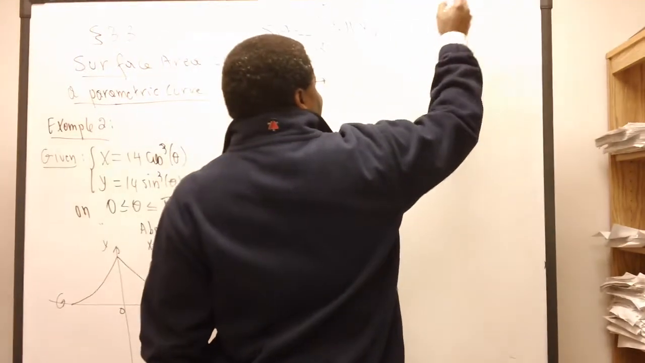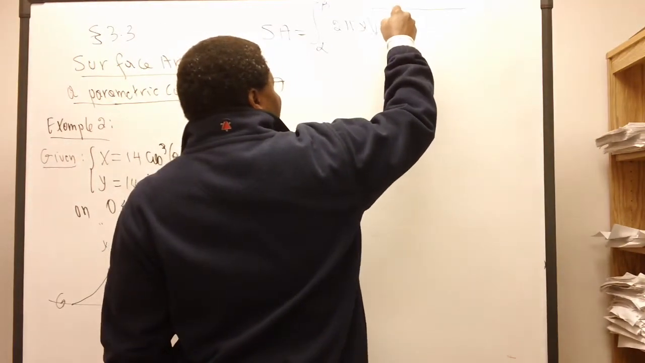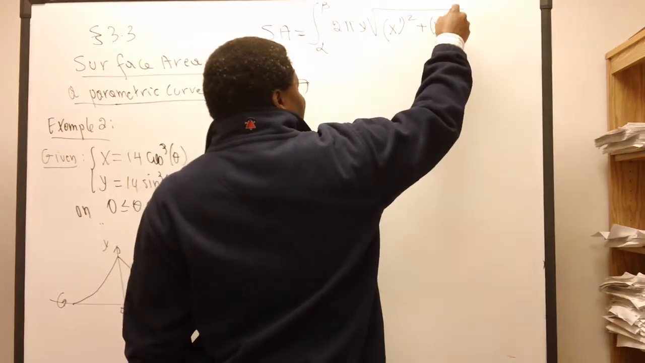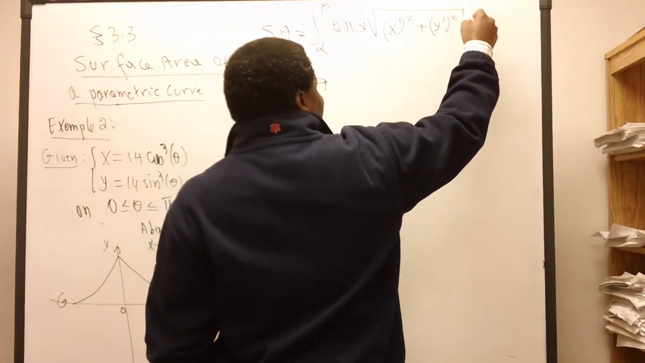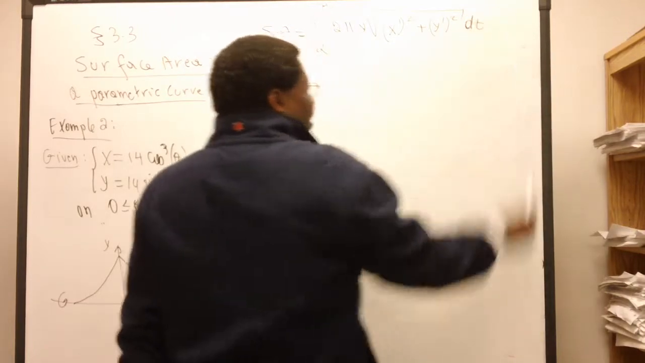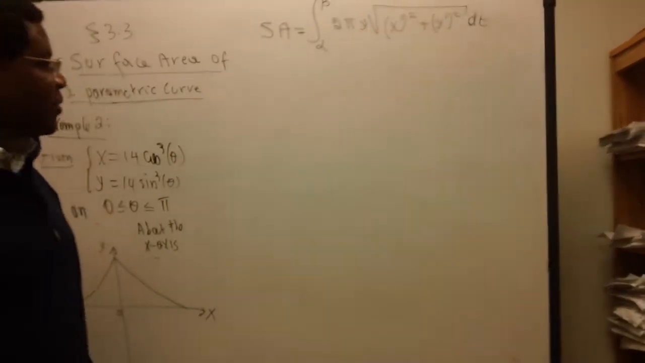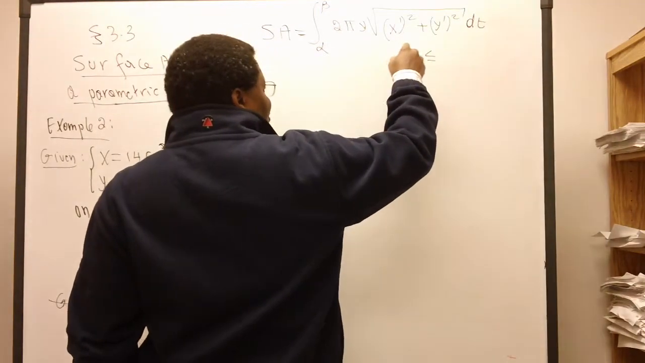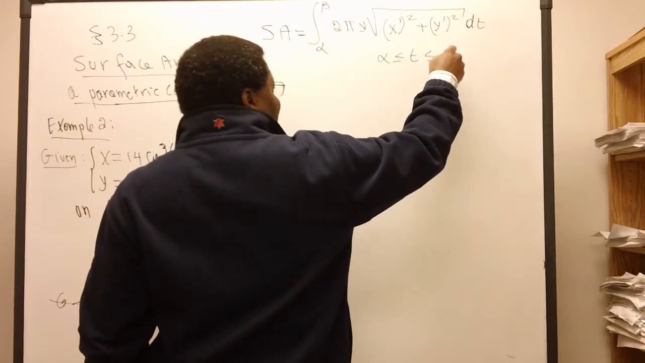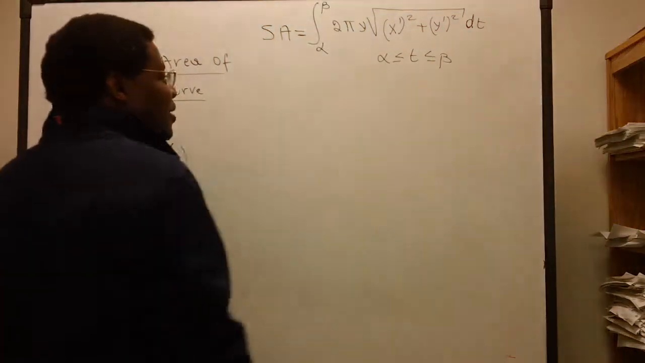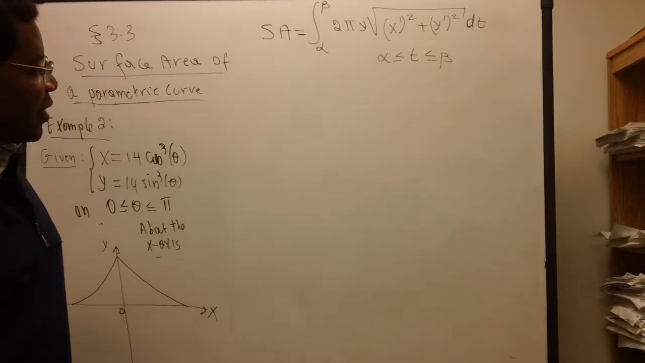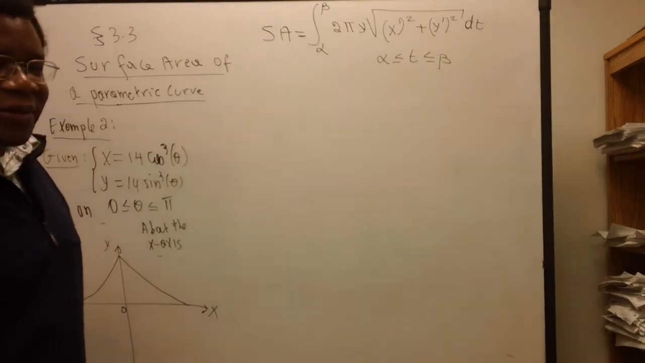Now the surface element is that you take the derivative of x, you square it, and then you take the derivative of y, you square it, add them, take the square root, and then dt, where t is the parameter. So basically t is between alpha and beta. That's why you have those limits of integration. So this is the surface area of a given parametric curve.